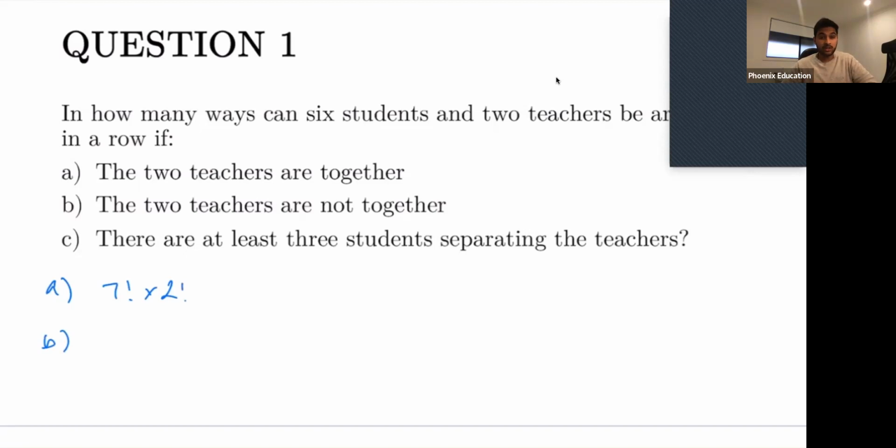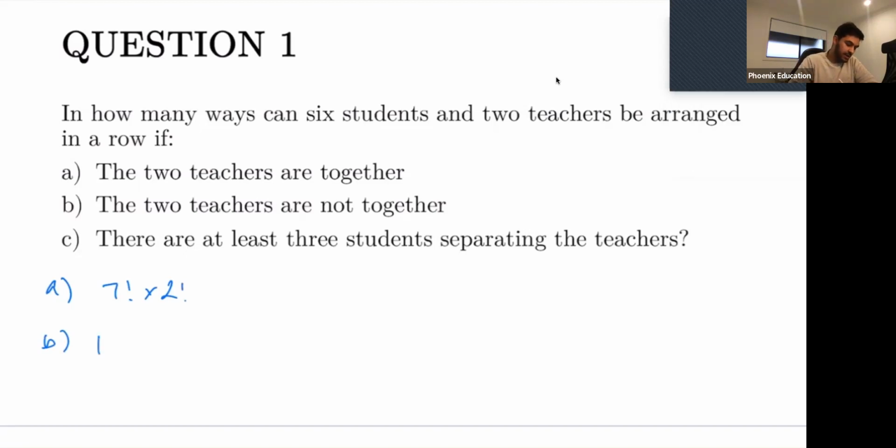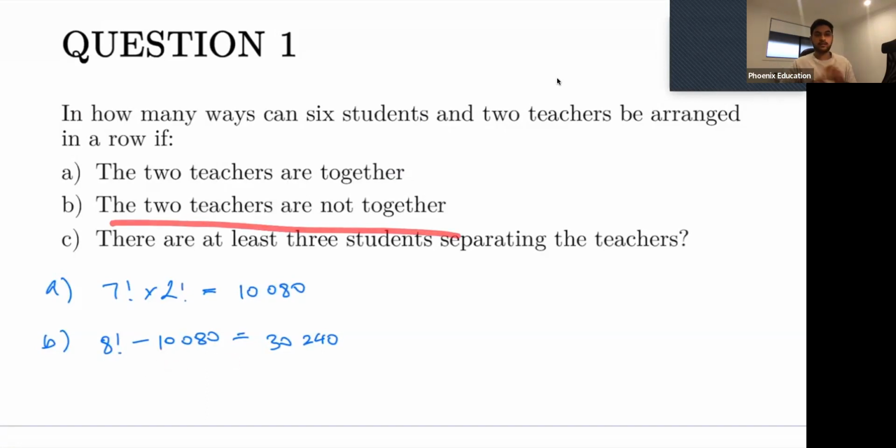Part B, the 2 teachers are not together. So for this case, what we'll do is we'll look at the unrestricted arrangements, which is 8 factorial. And we will subtract off. So the answer to this, if you actually plug it into the calculator, was 10,080. And then if we subtract off 10,080 from this, we get 30,240. So pretty much what this is saying is, let's look at all the arrangements, and then we'll subtract off the cases where the teachers are together. So that's what we're doing here. And that leaves us with the scenarios where the 2 teachers are not together.